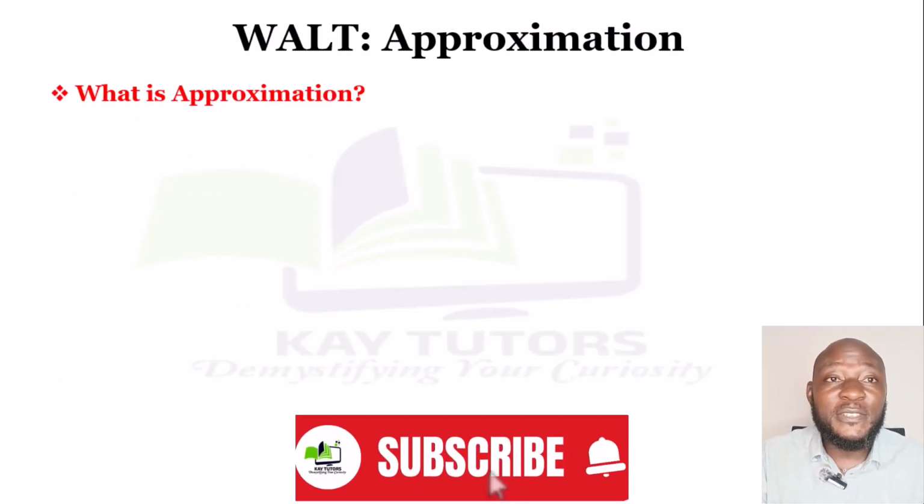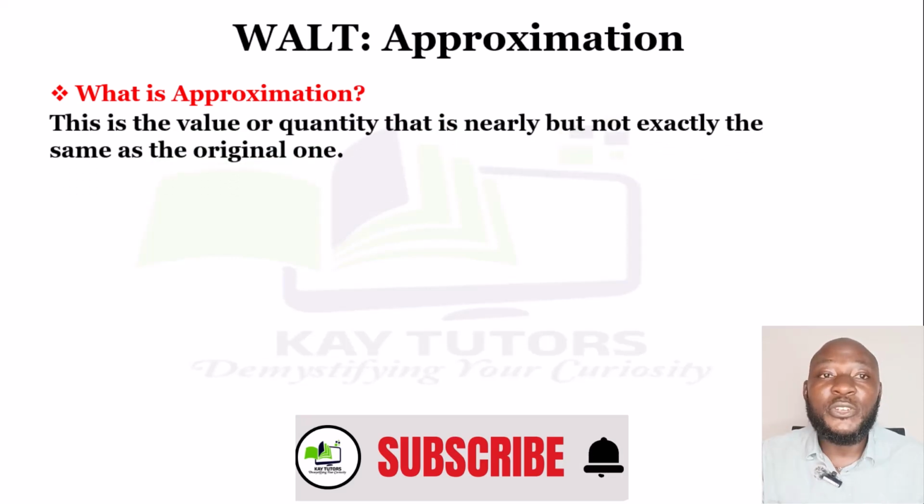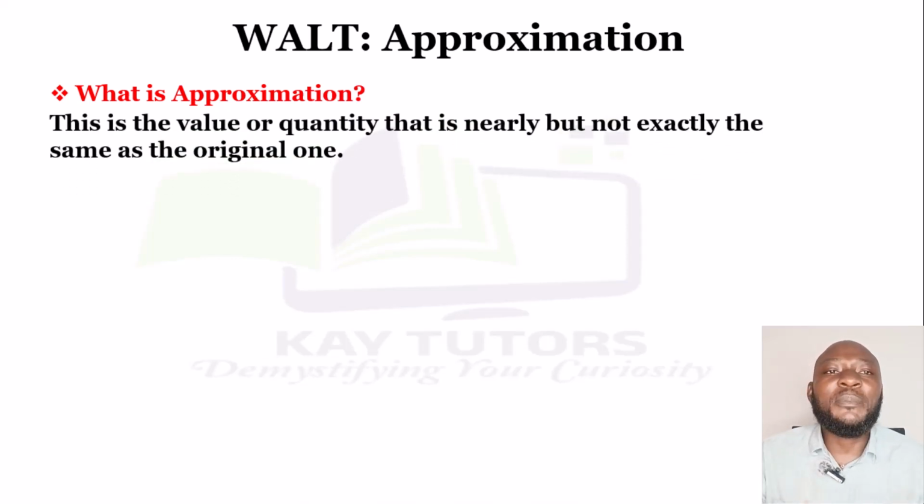Now, the question is, what is approximation? Approximation can also be referred to as rounding, when you are rounding a number to the nearest possible number. So in this case, approximation simply means the value or the quantity, you can as well say the number, that is nearly, take note of the word nearly, but not exactly the same as the original number.